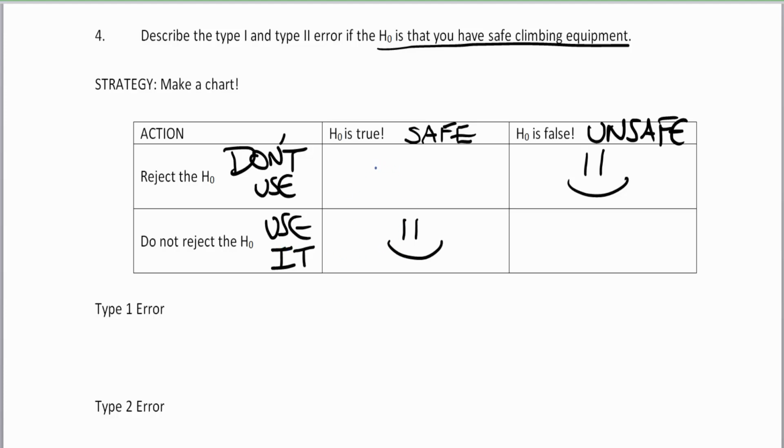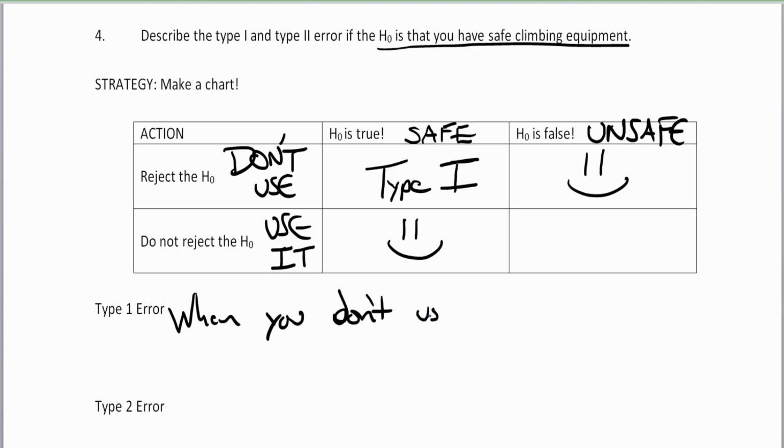But a type 1 error, so right here, we'll put type 1. So now I go across from the don't use and down from the safe, and a type 1 error is when you don't use the safe equipment.